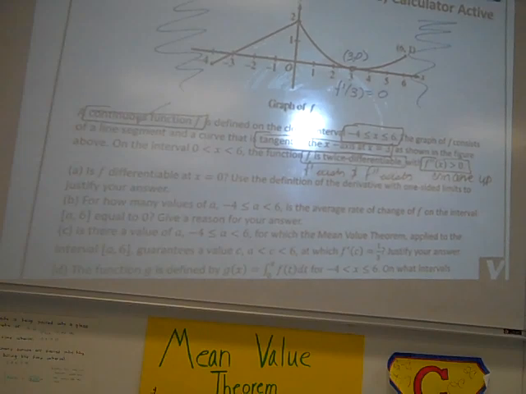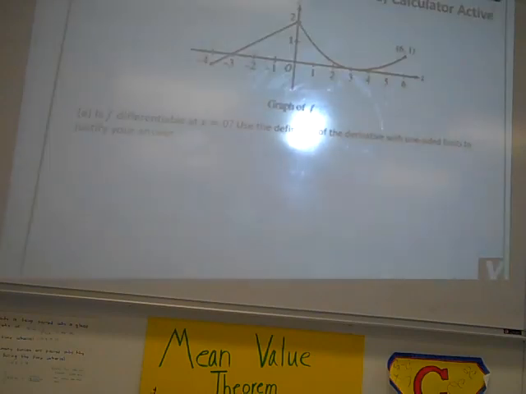Part B, for how many values of a is the average rate of change of f equal to 0? We have to give a reason. Part C, is there a value of a with -4 less than or equal to a less than 6, for which the mean value theorem applied to that interval guarantees a value of c such that a is less than c is less than 6, at which f prime of c is a third? We're going to justify our answer. D, the function g defined by the integral of f of t from 0 to x for the interval -4 to 6. On what intervals contained in -4, 6 is the graph concave up? And explain your reasoning. And we need to be able to do this in 15 minutes. So, ready, set, here we go.